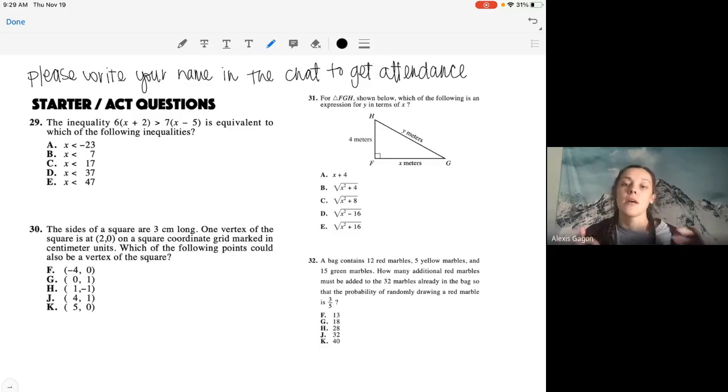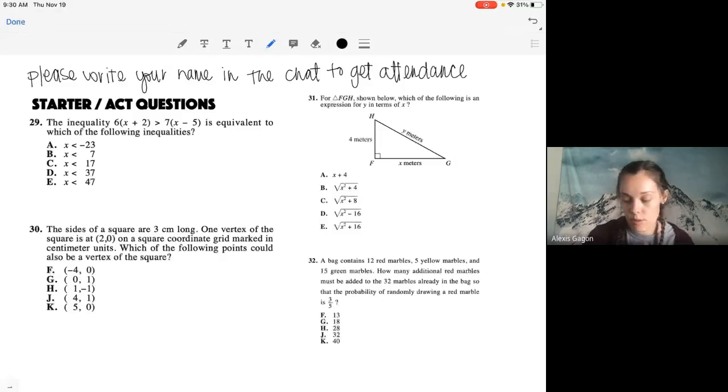Please, just a reminder, the chat is really only for taking attendance or maybe asking questions, but don't use it to have personal conversations. I kind of had something happen yesterday. So no personal conversations in the chat. I don't even feel like that should be something I have to say, but I'm just gonna say it. Just use it to write your name in there, okay?